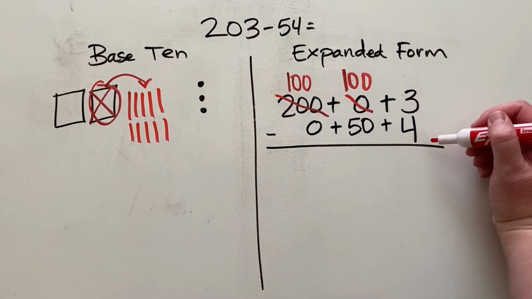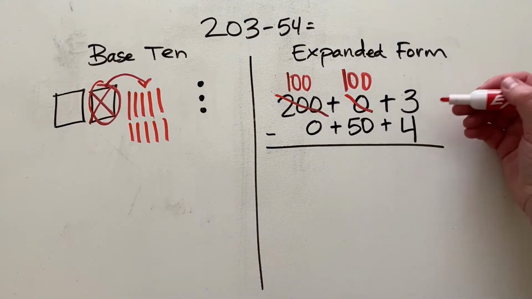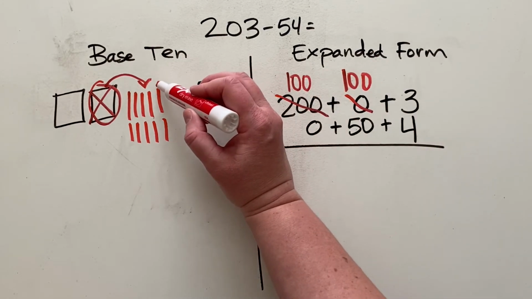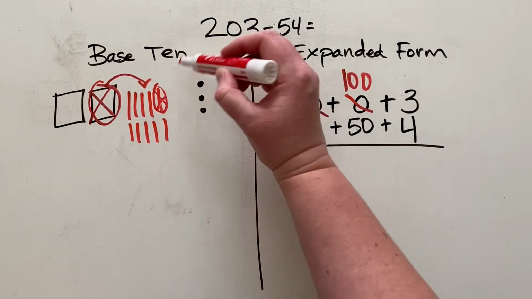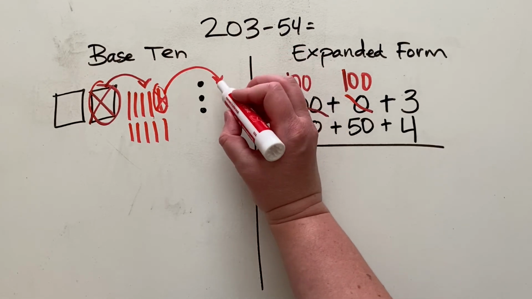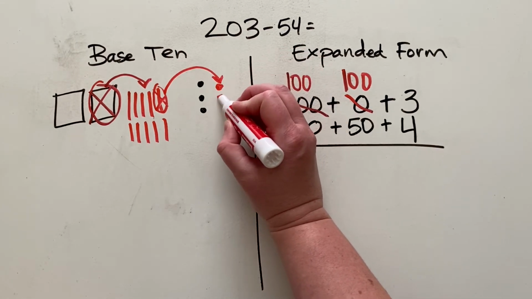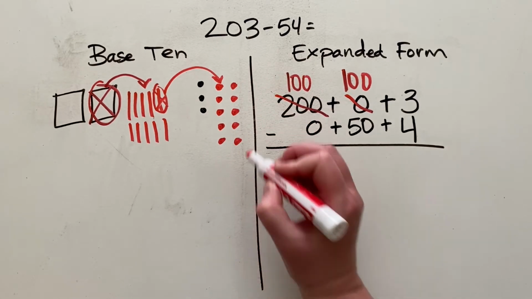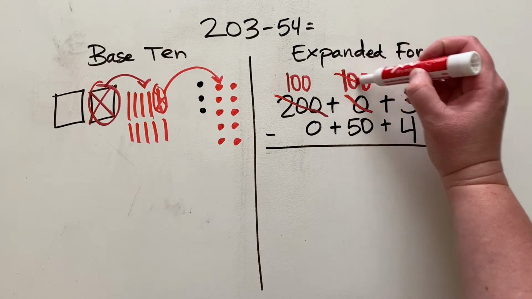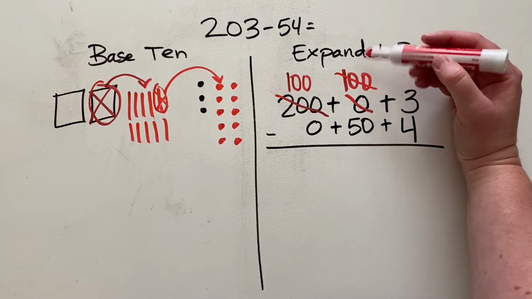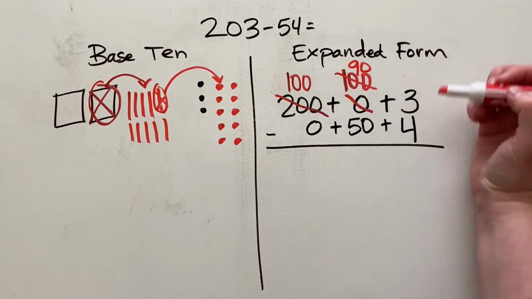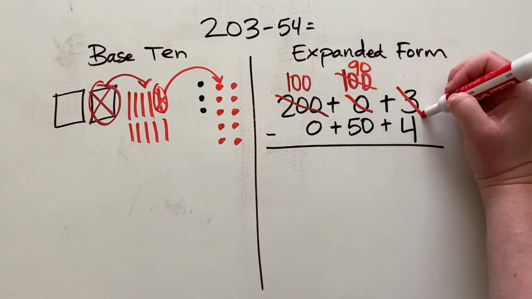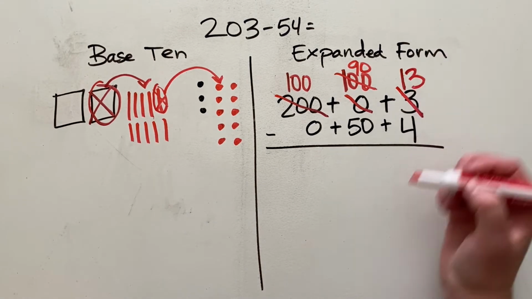Now can we do 3 minus 4? No, not yet. There's still more regrouping that needs to be done. We are going to take a 10 and we are going to regroup it into 10 ones. So 1, 2, 3, 4, 5, 6, 7, 8, 9, 10. Again, over here, taking a 10 away. So 100 minus 10 is 90. This is 9 tens. And putting that 10 into the ones place. So instead of 3 ones, I now have 13 ones.